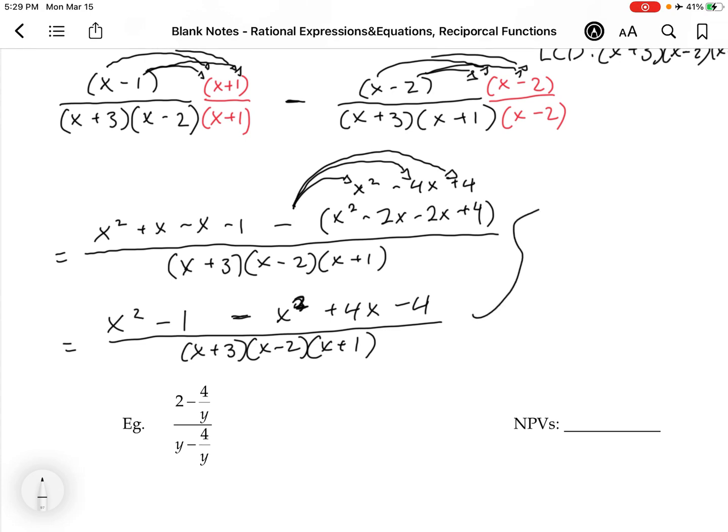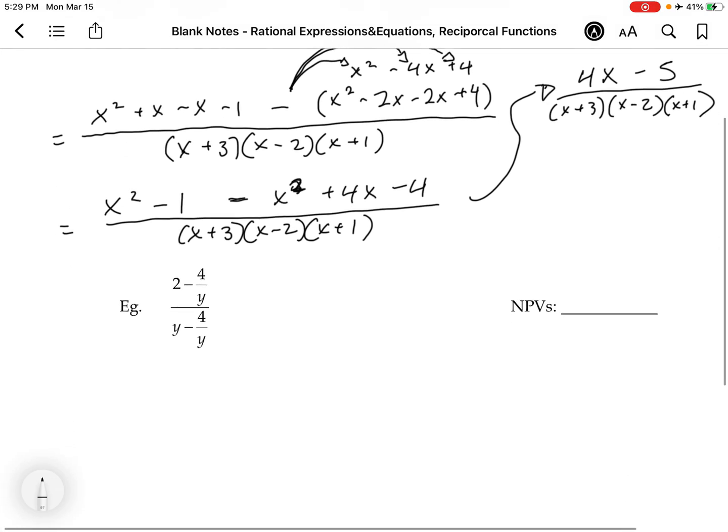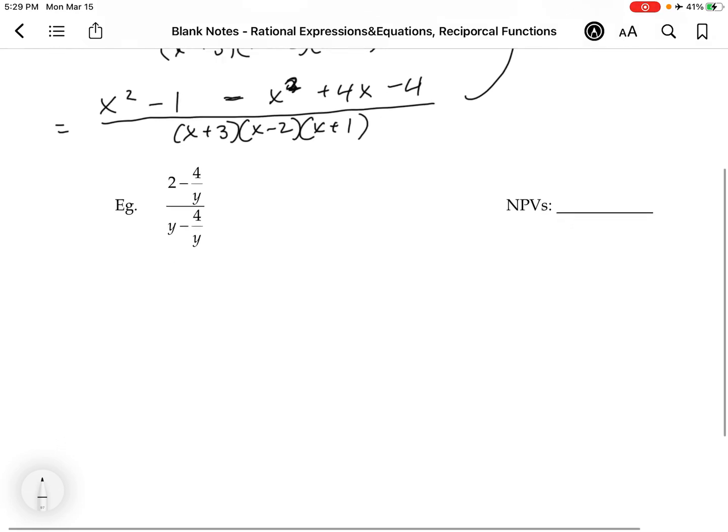Okay, simplify everything, and we are going to have, let's see, well, x squared minus x squared is 0. So in the numerator, I have 4x, and then -4 minus 1 is minus 5 over x plus 3 times x minus 2 times x plus 1. Okay. So that was that guy. Lots of steps, but hopefully each individual step isn't too cumbersome.